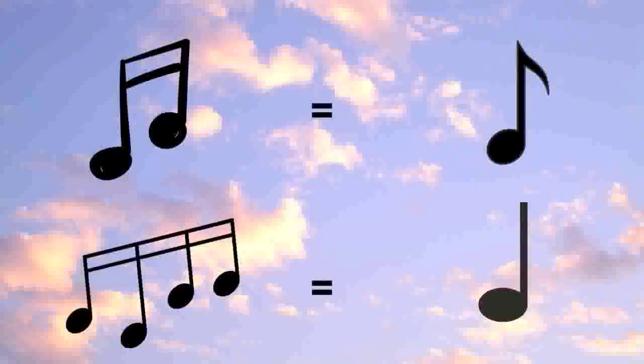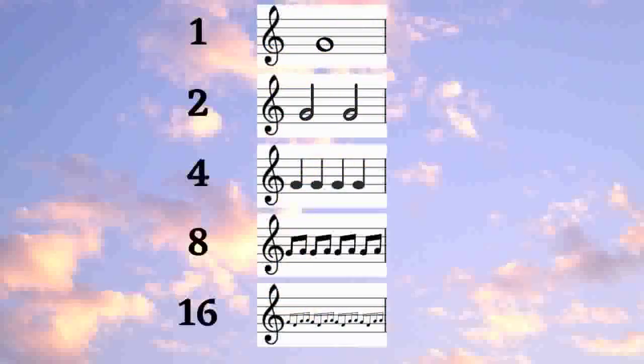So, to reiterate, two 16th notes is the same length as one eighth note, which means that four 16th notes would be the same as one quarter note. Another way to learn this, or to help you remember how many beats each note gets, think about it this way. A whole note is four beats, so it only takes one to take up the whole of the measure. Whole note, whole of the measure.